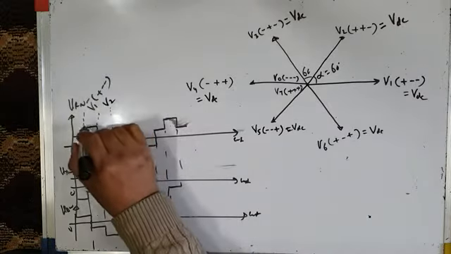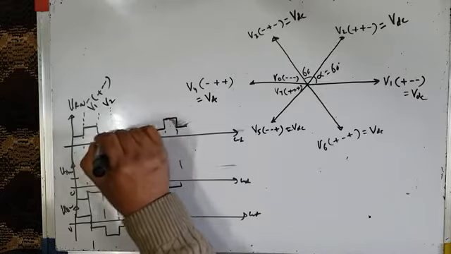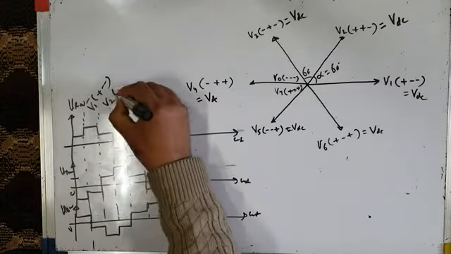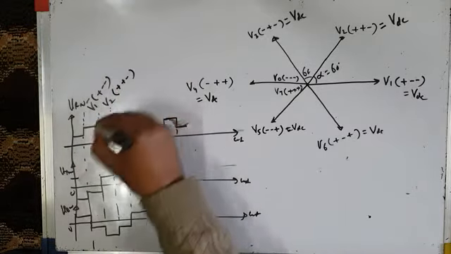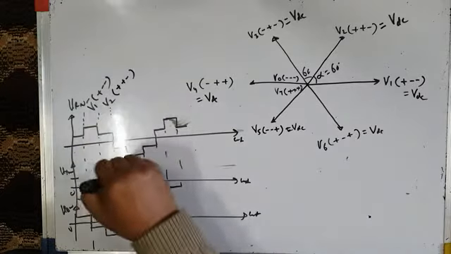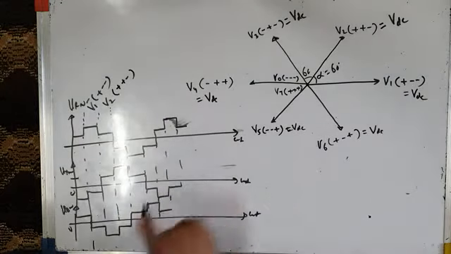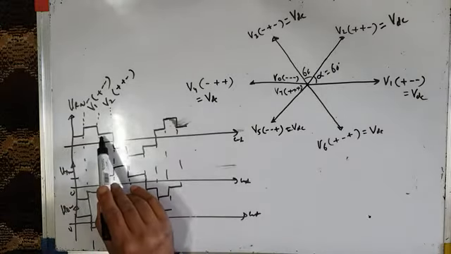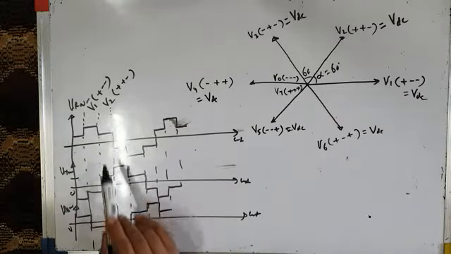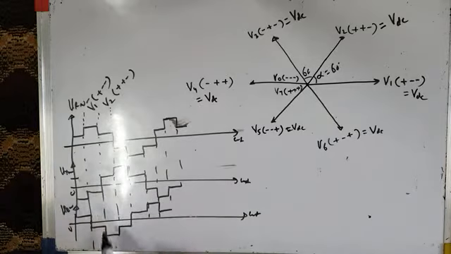After 60 degrees, it applies a new voltage vector, and that is V2 equal to plus plus minus. And this voltage vector gets applied across the load for a 60 degree interval. You can see this is a 60 degree interval. So now the load voltage is VRN plus 1 by 3 VDC, VYN is plus 1 by 3 VDC, and VBN is minus 2 by 3 VDC.